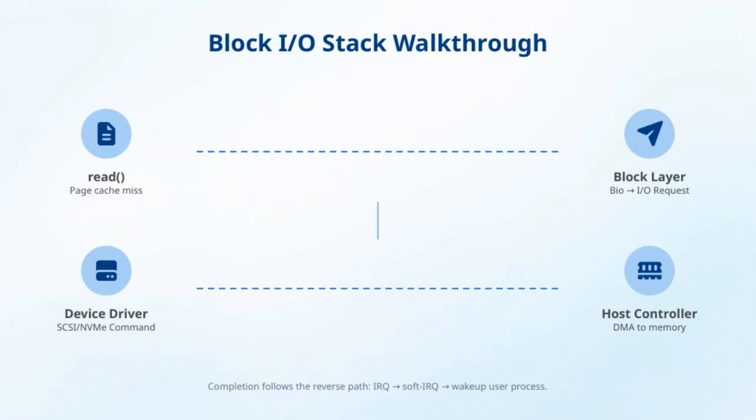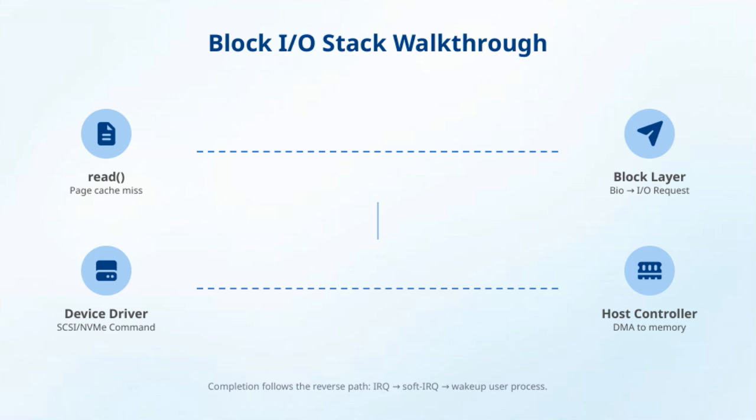Completion follows the reverse path. First, it starts with the IRQ, then moves through soft IRQ, and finally wakes up the user process. This sequence is crucial because it shows how the system handles I/O completion efficiently, ensuring that the user process gets the data it needs without unnecessary delays.